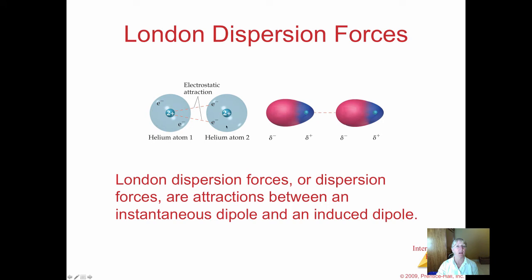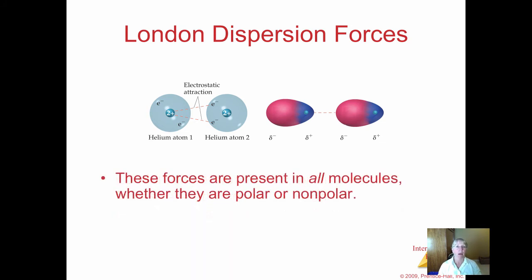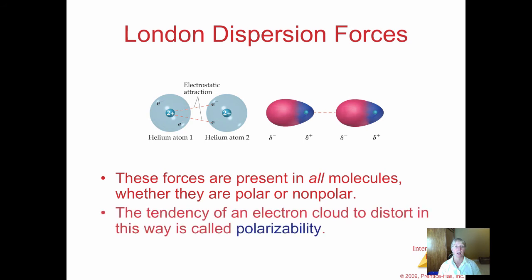In the next nanosecond, helium atom number 2 will go back to being normal again, but helium atom number 1 might make another atom next to it get induced into becoming a dipole. And it goes on and on. So every substance has dispersion forces. Keep that in mind when you answer any question. All substances, whether they're polar or nonpolar, have London dispersion forces. And the tendency of that cloud to be distorted and shift in one direction or another is called polarizability.